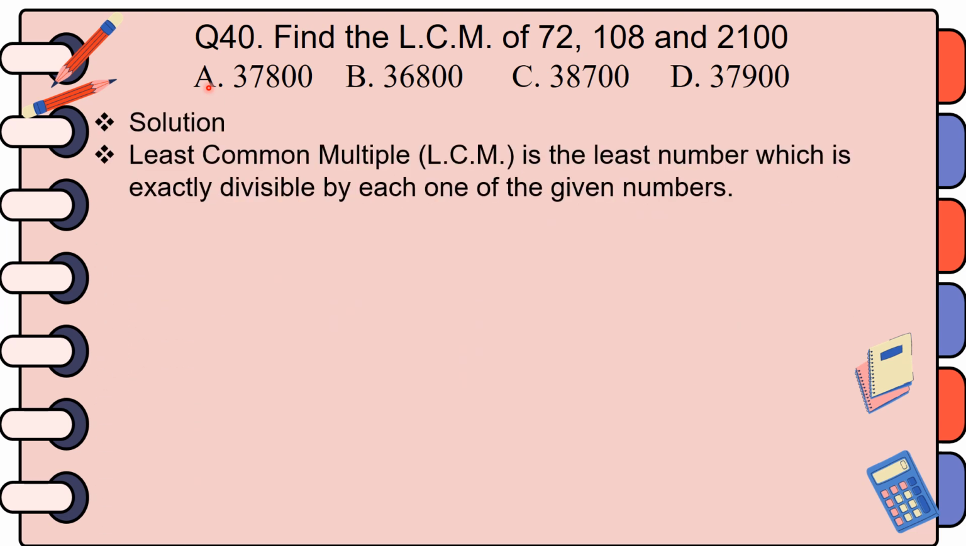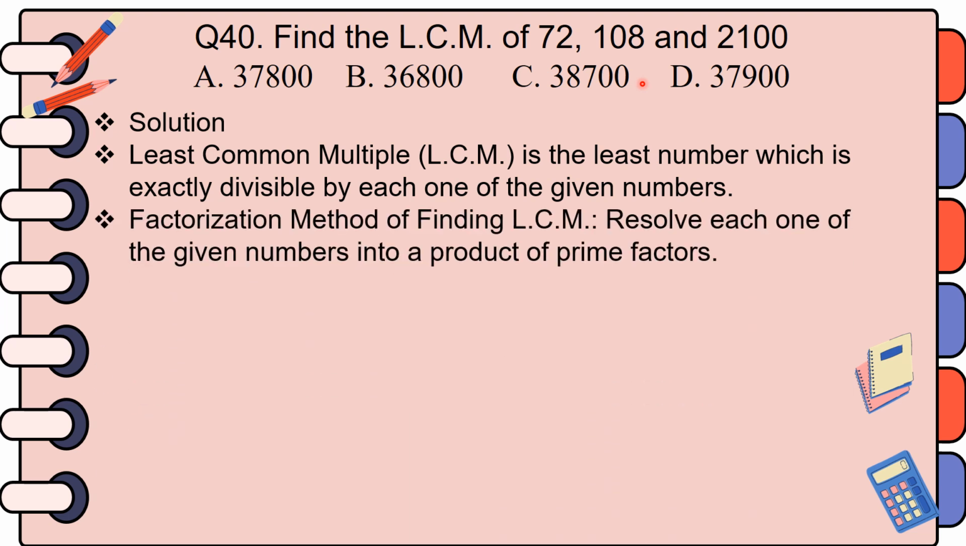First of all, what is meant by LCM? LCM is the least common multiple, which means the least number which is exactly divisible by each one of the given numbers. So the LCM is the least number which is exactly divisible by all the given numbers. So you are going to find out a least number which is exactly divisible by 72, 108 and 2100.